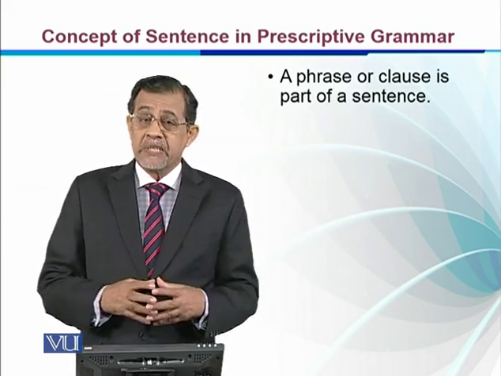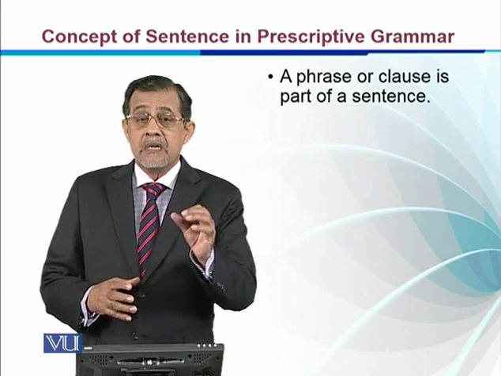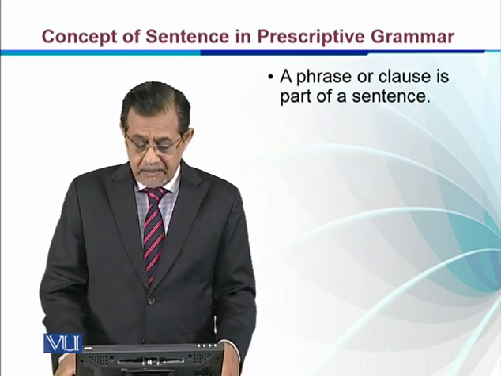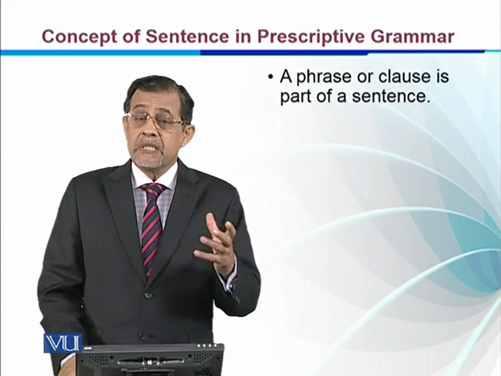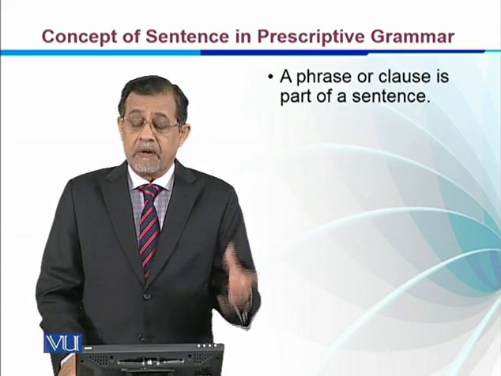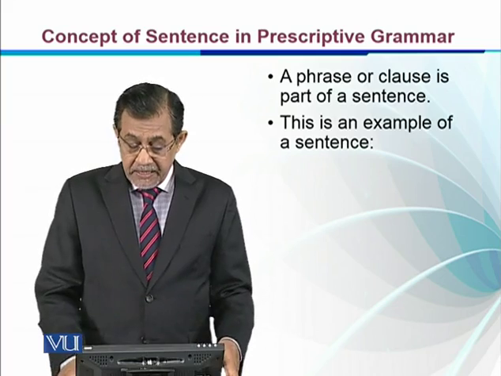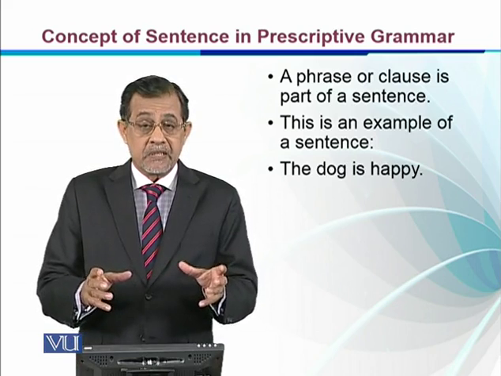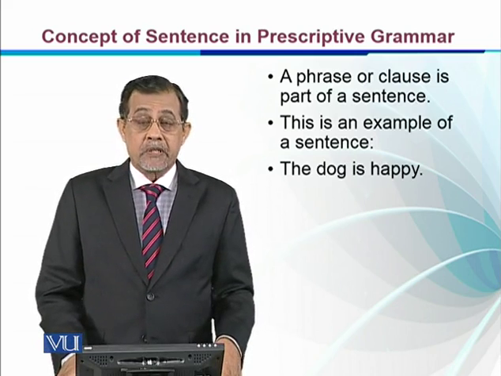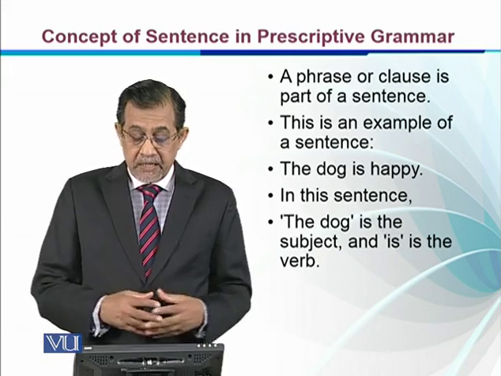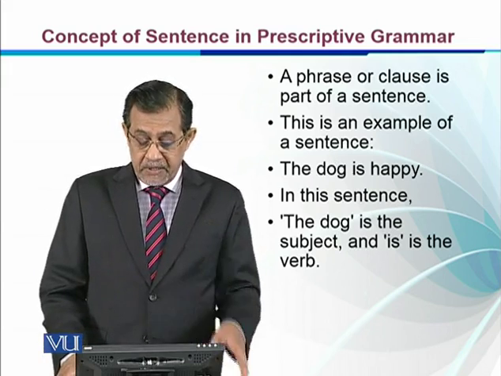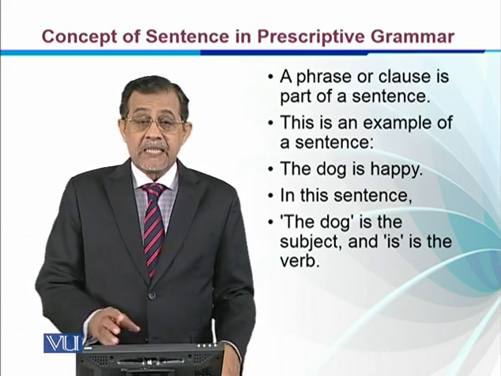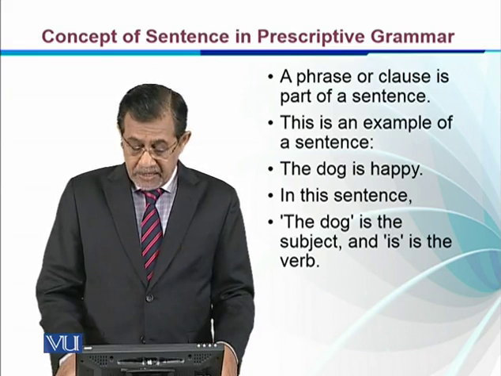A phrase or clause is part of a sentence. A phrase, according to the prescriptivist or notional grammar, is a group of words that has meaning but not complete meaning like that of a sentence. Clauses are the principal units that sentences are made of. This is an example of a sentence: "The dog is happy." This is a complete example; it expresses a complete thought. It's a clause. In this sentence, the dog is the subject, is is the verb and happy is the complement. Is here is a complete verb, not a helping verb.